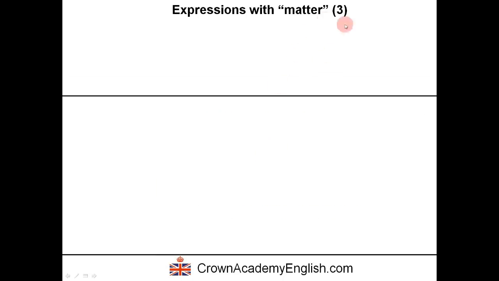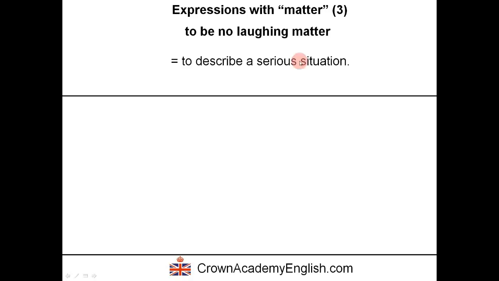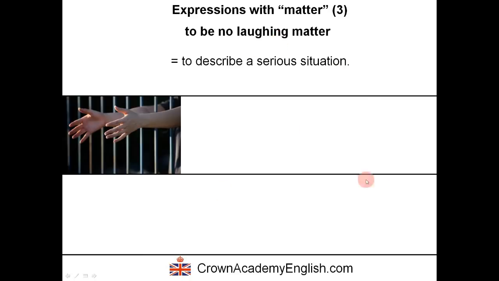And finally, expression 3, to be no laughing matter. To be no laughing matter. So we use this to describe a serious situation. A situation that is not funny, that is not amusing, okay, that doesn't make you laugh. So, being in prison is no laughing matter. Being in prison is no laughing matter. So this means being in prison is not funny. It's serious. Okay?